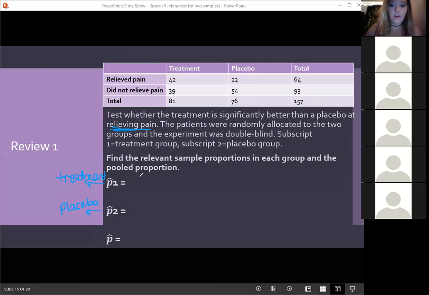So our P1, all we have to do here is 42 divided by 81. So that's going to be those who relieved pain divided by our total. And then we'll get about 0.519. For P2, that's going to be our placebo, and then we're going to have relieved pain over our total, so 22 divided by 76, which is going to equal 0.289.